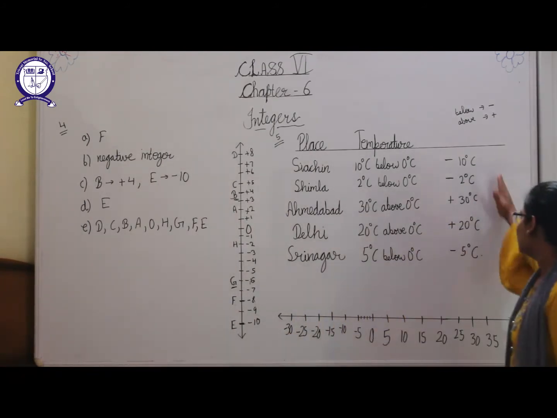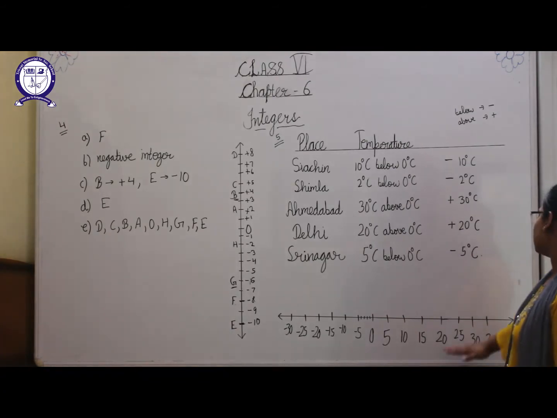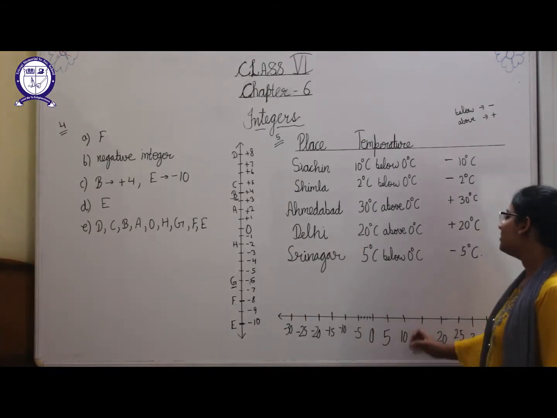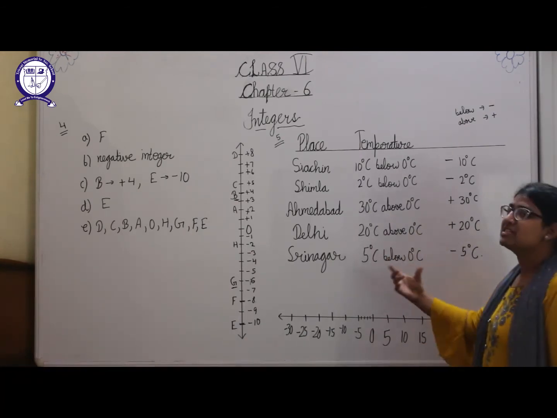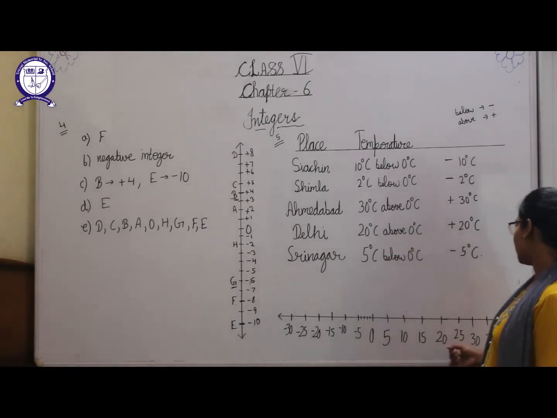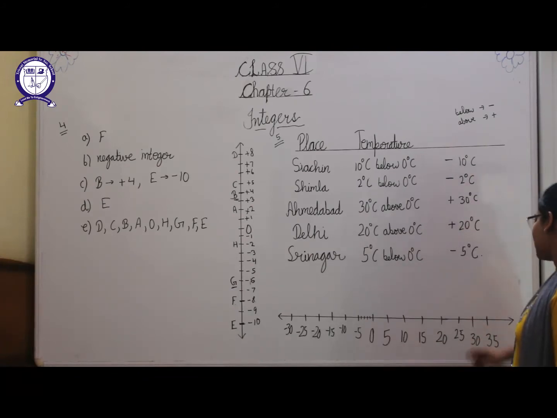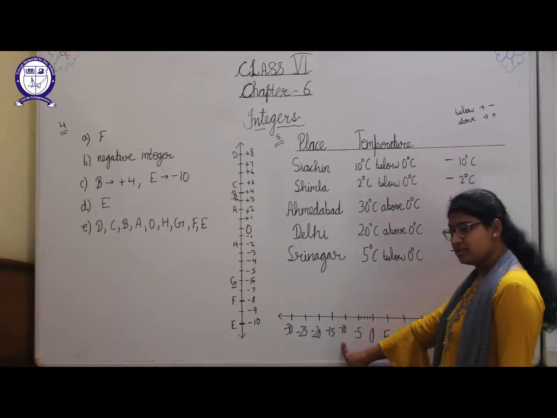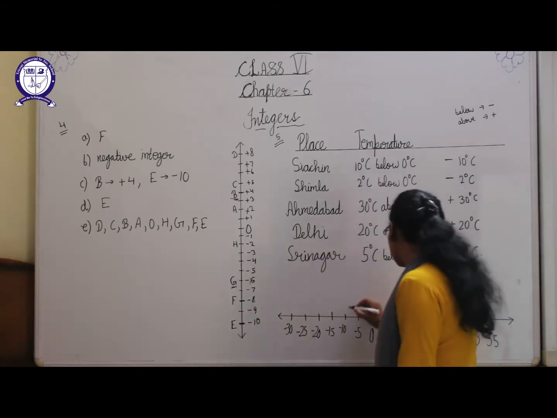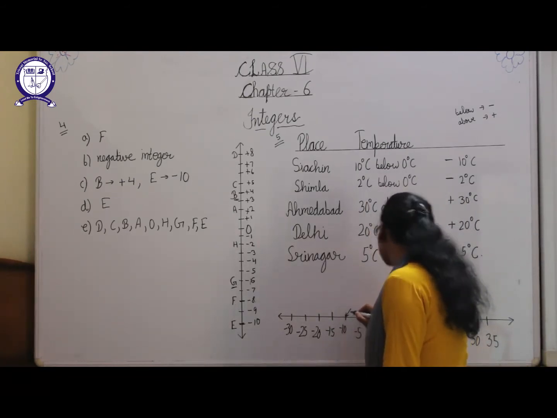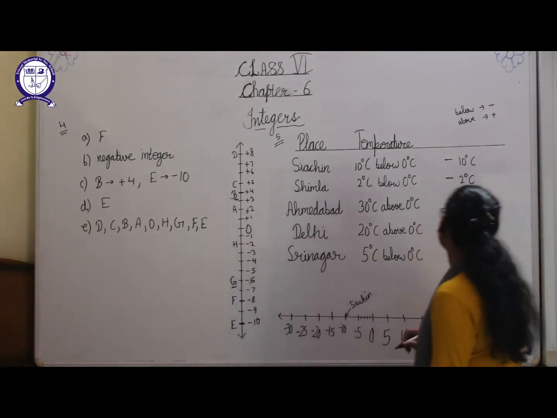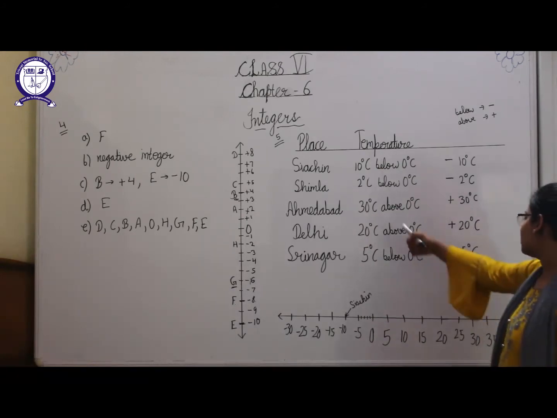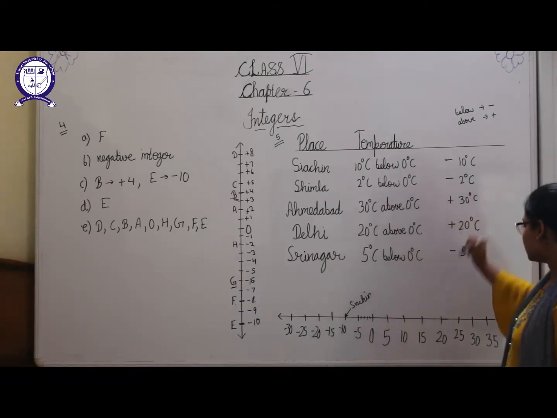Here we know the temperature, so in this number line we will locate on which integer or on which temperature which place is representing that temperature. Okay, so first of all is -10 degrees Celsius. Where is -10? This is -10, so we will locate this point as Siachen, because in Siachen the temperature is minus 10 degrees Celsius. Now Shimla is minus 2 degrees Celsius.